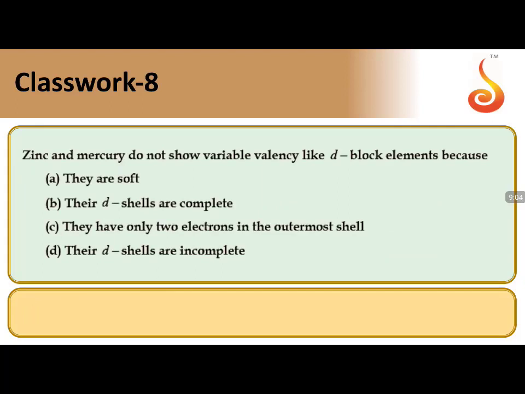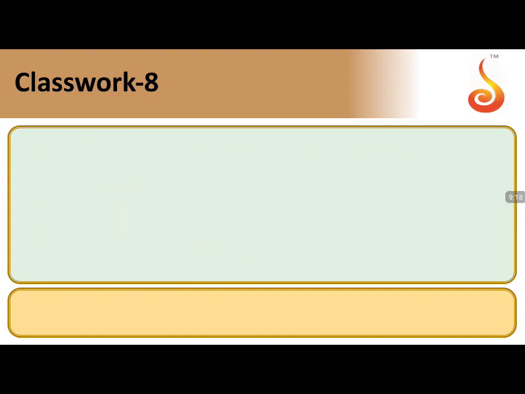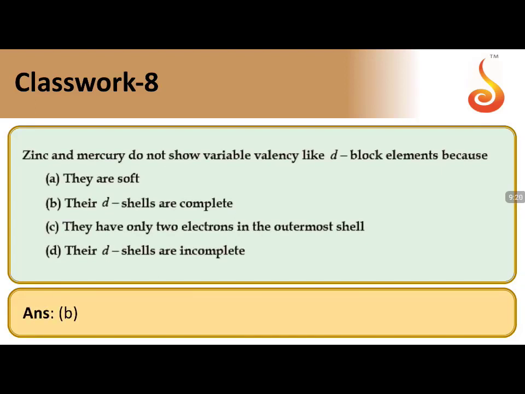So coming to the eighth question, zinc and mercury do not show variable valency like d block elements. Reason simple, as we have said, they have completely filled d subshell. That is the only option we can say, nothing more than this, because they are not showing any transition properties. They lack transitional behavior. So the answer should be option B.